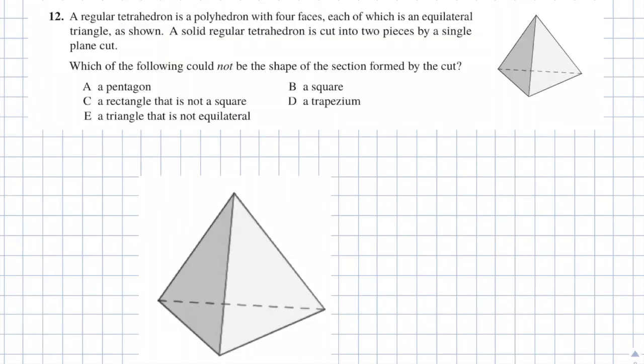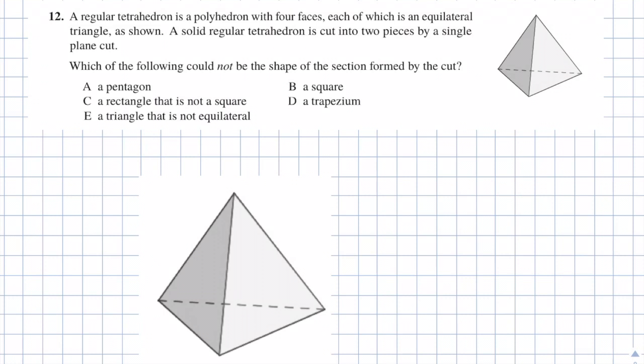Question 12. A regular tetrahedron is a polyhedron with four faces, each of which is an equilateral triangle as shown. A solid regular tetrahedron is cut into two pieces by a single plane cut. Which of the following cannot be the shape of the section formed by the cut? Got answers as A is a pentagon, B is a square, C is a rectangle that is not a square, D is a trapezium, and E is a triangle that is not equilateral.